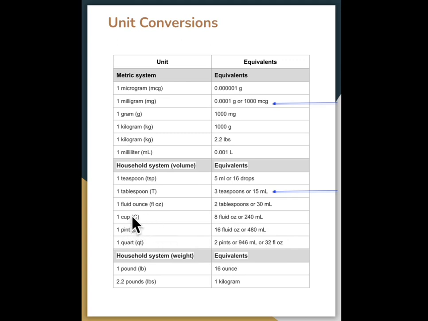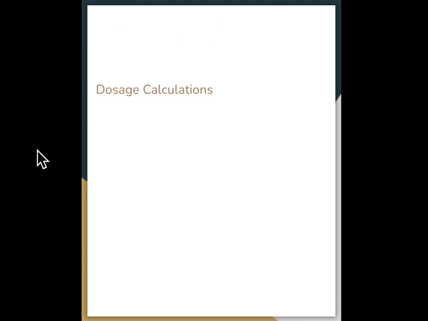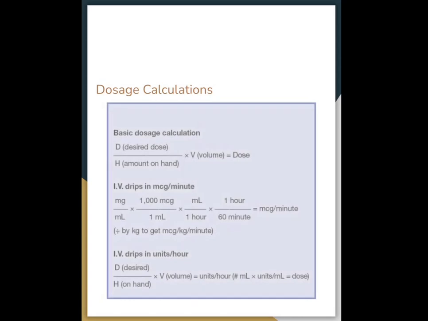But honestly, I'd hang out at the top four, knowing that 5 mils equals a teaspoon, definitely 3 teaspoons or 15 mils equals a tablespoon, 2 tablespoons equals 30 mils or an ounce, and 8 ounces equals 240 mils or a cup. These are really helpful to know. Now, again, 2.2 pounds equals 1 kilogram. That's a conversion that could come in handy as well.